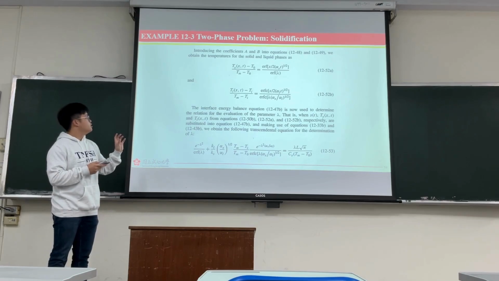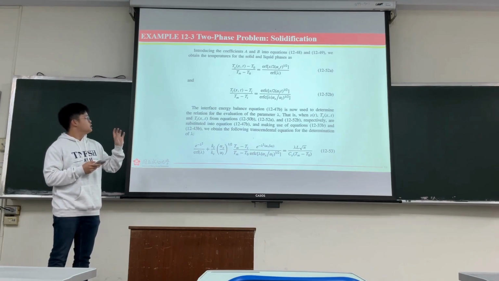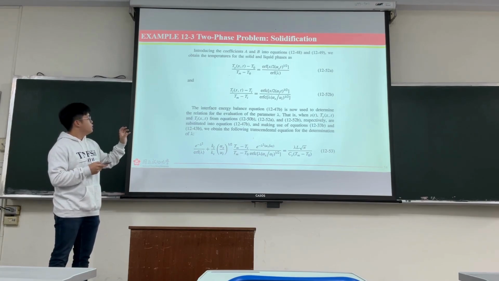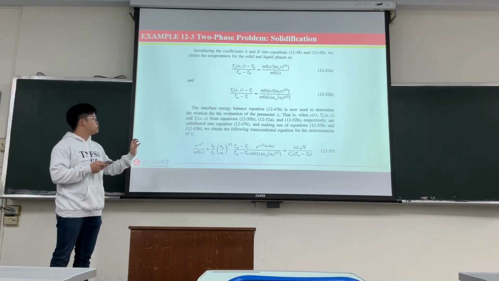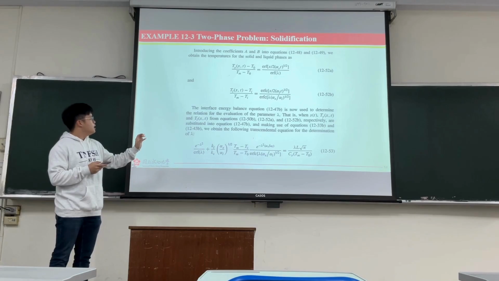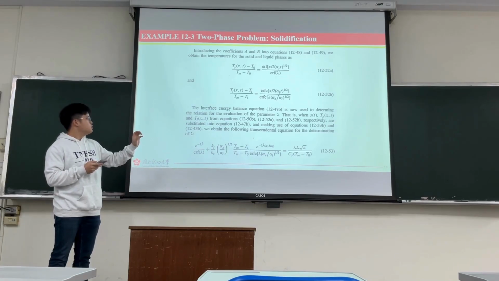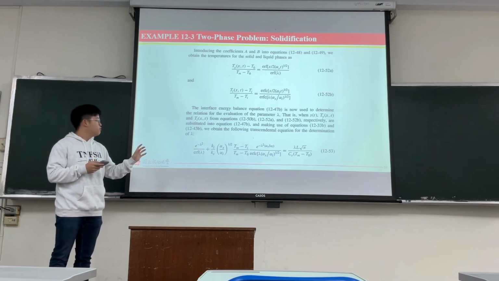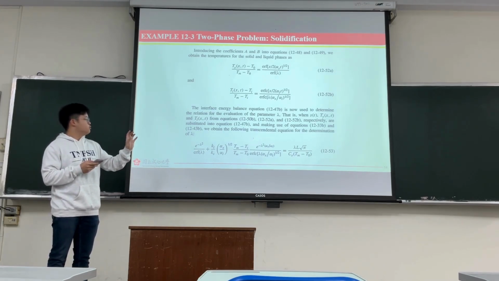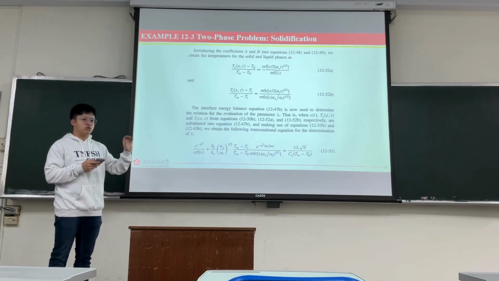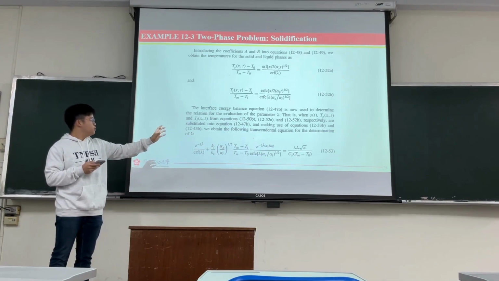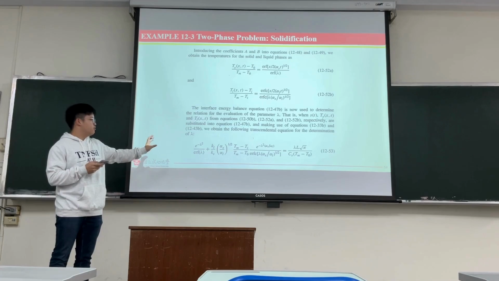This is the equation for the temperature in the solid phase and the liquid phase. And then we can put it back into the previous equation like 12-47b, and use it to determine the relation for the evaluation of the eigenvalue parameter, lambda. Then we put it into the previous equations like 12-50b, 12-52a, and 12-52b, and we can get the final equation, 12-53.